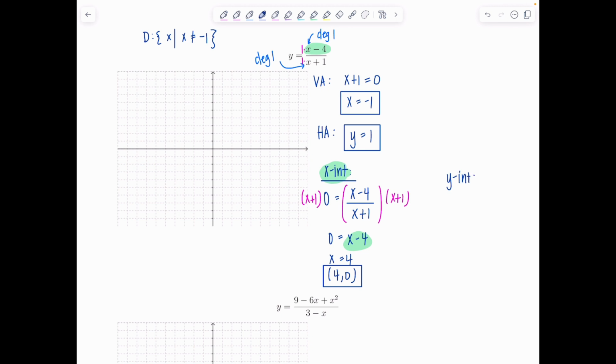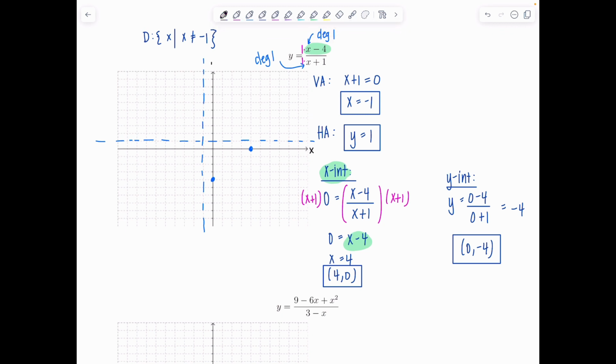Y-intercept, this we just plug in 0 for x. So y equals (0 minus 4) over (0 plus 1). That's -4. Again, write that as a point in ordered pairs, (0, -4). So let's fill everything in. We have x equals -1, that's my vertical asymptote. Y equals +1 is my horizontal asymptote. And then the x-intercept is at (4, 0): 1, 2, 3, 4. Y-intercept (0, -4): 1, 2, 3, 4. You know, I didn't label my axes. X, Y, please forgive me.